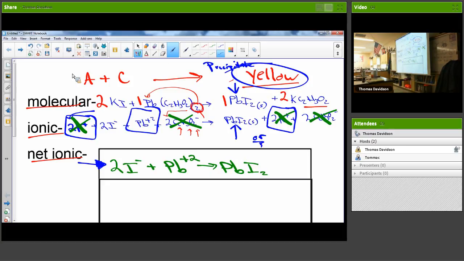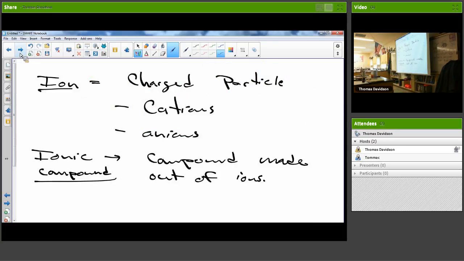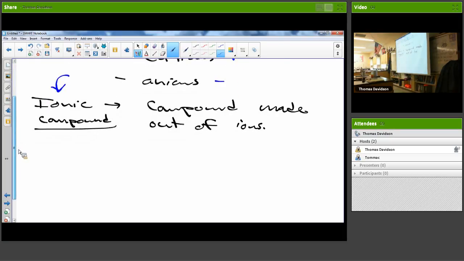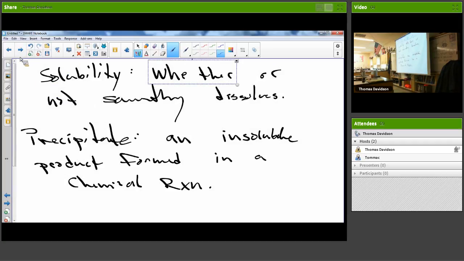Now, you were supposed to pick these words up in the reading, but in case you have not, here's some vocab words. Ion is a charged particle. Cations are positive, anions are negative. Ions form ionic compounds, which are compounds made out of ions. Ionic compounds are generally good at breaking apart in water, or what we call dissociating. All right? Solubility is whether or not something dissolves. All right? So ionic things generally have fairly high solubilities, but not all of them.